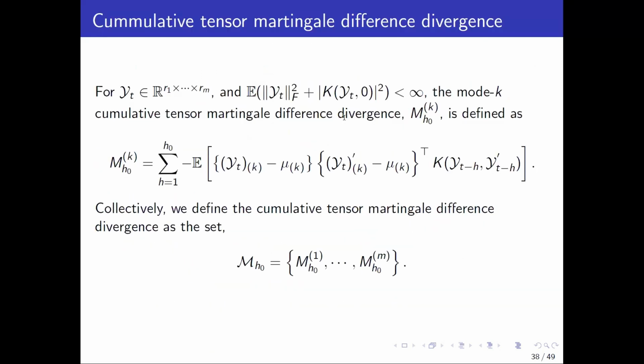Here. Yeah, this will do. So on the Y, you have a prime, and then you have a contour outside. Oh, so this prime is Yt prime and Yt minus h prime is an independent copy of Yt and Yt minus h. Yes.